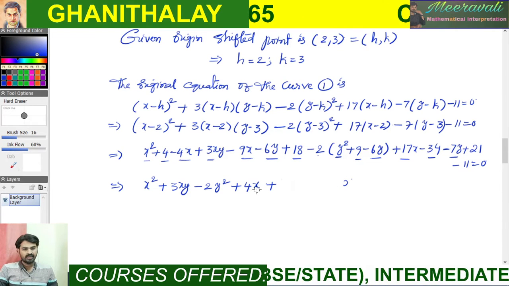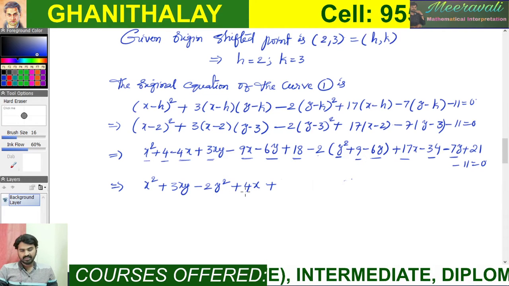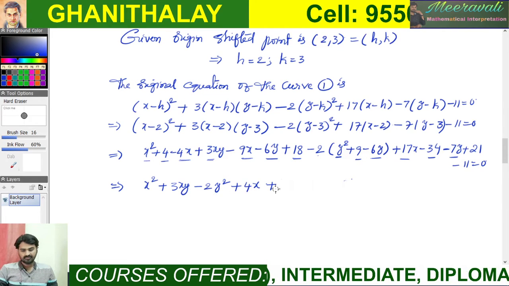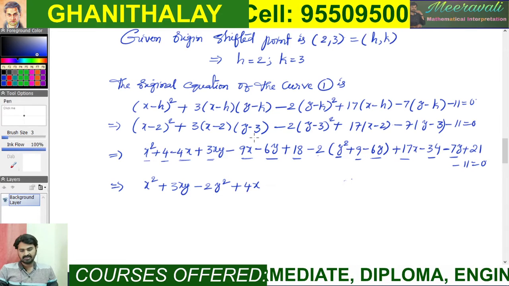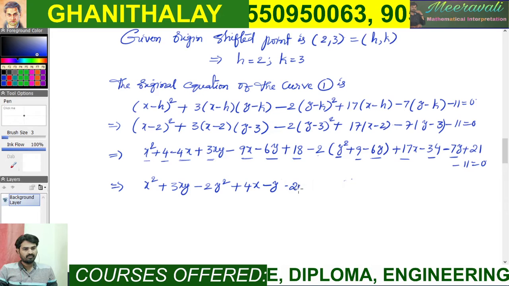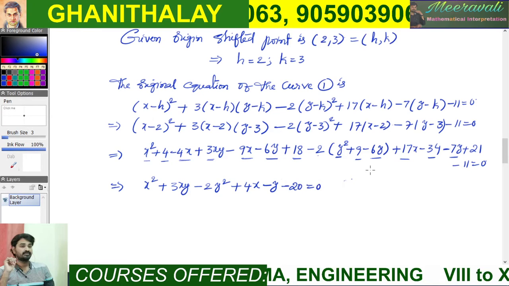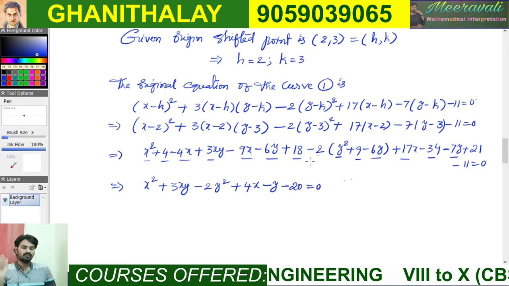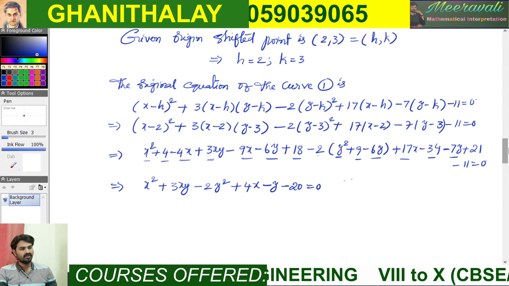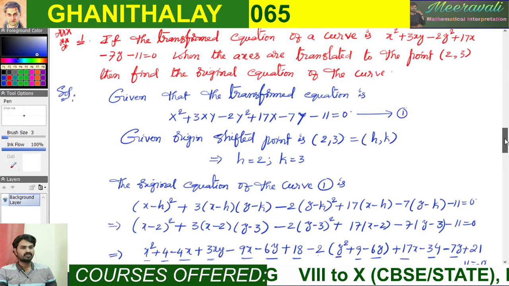so finally you can write 3xy minus 2y square plus 4x, here you get minus y minus 20 is equal to 0. So this is the answer you should obtain. Okay, this is the most important problem for the 4 marks question of transformation of axis.